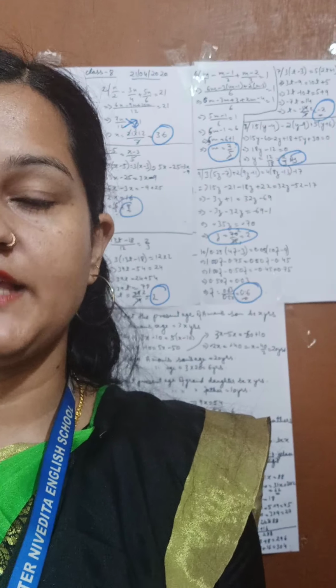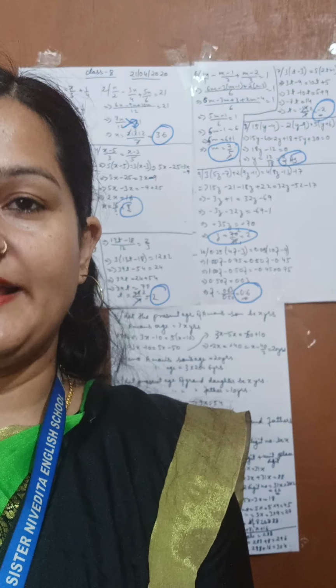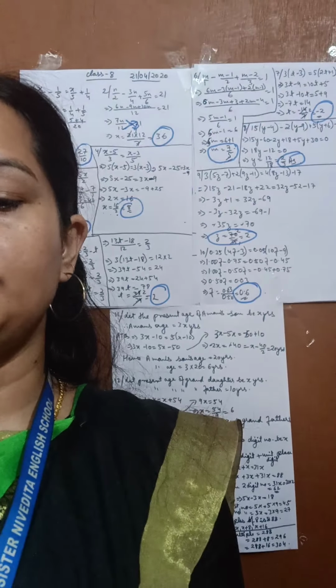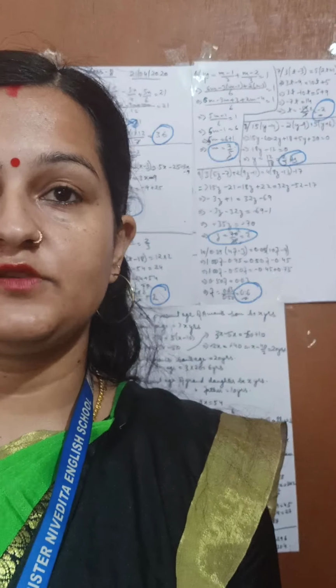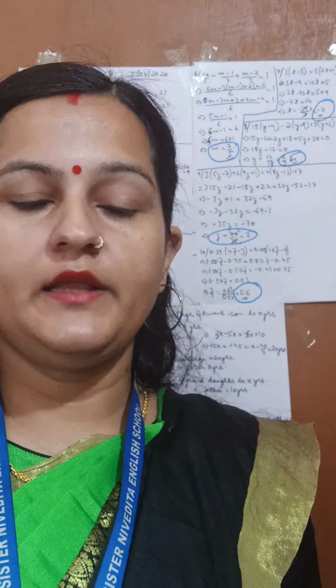I have given you yesterday as worksheet 3. Hope you all have done it. So the chapter was linear equation with one variable. Let's discuss one by one. Number A, solve the following linear equation.